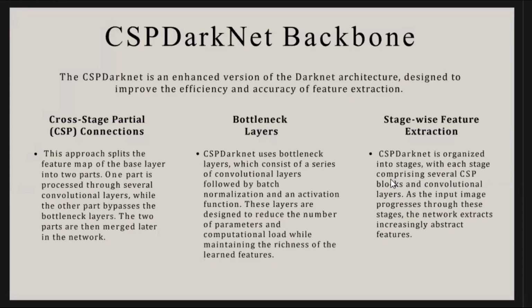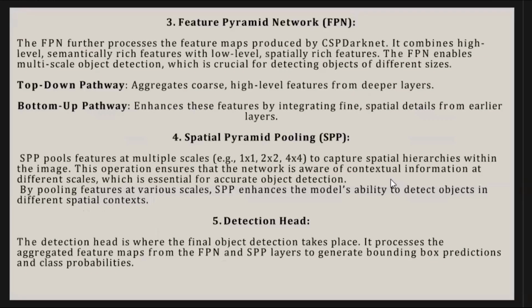The third feature is stage-wise feature extraction. CSP Darknet is organized into stages, with each stage comprising several CSP blocks and convolutional layers. The next layer is the FPN layer, the feature pyramid network. It has two pathways, top-down and bottom-up. The top-down pathway aggregates scores. It extracts high-level features from deeper layers, and the bottom-up pathway enhances those features by integrating fine spatial details from the earlier layers.